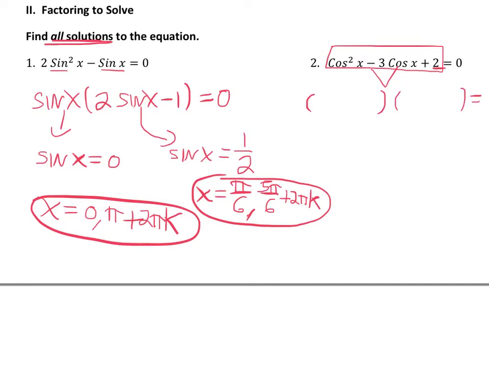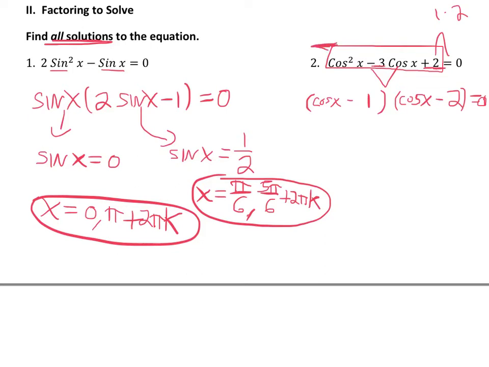Since it's cosine squared of x, the first term is going to be cosine of x in each binomial. And since this is a plus and this is a minus, this is telling me I'm going to have two minuses here. And then it's real easy. Your only factors of 2 are 1 and 2, so you could put the 1 and 2 wherever you want. If you FOIL out cosine of x minus 1 times the quantity cosine of x minus 2, you would get the trinomial that you started with.